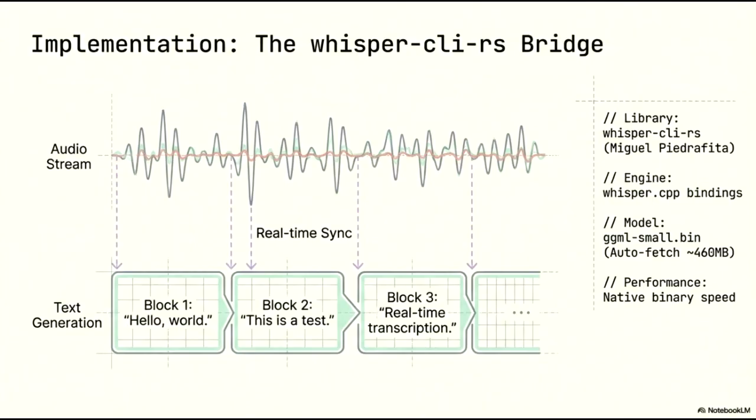Technically, the system is built upon the Whisper-Cli-RS library by Miguel Piedrafita, utilizing Whisper.cpp bindings as its core engine. We employ the ggml small.bin model, a 460 megabyte file that the system can automatically fetch. By executing as a native binary, the bridge achieves maximum performance and minimal latency, ensuring that transcription remains perfectly in sync with the live audio.